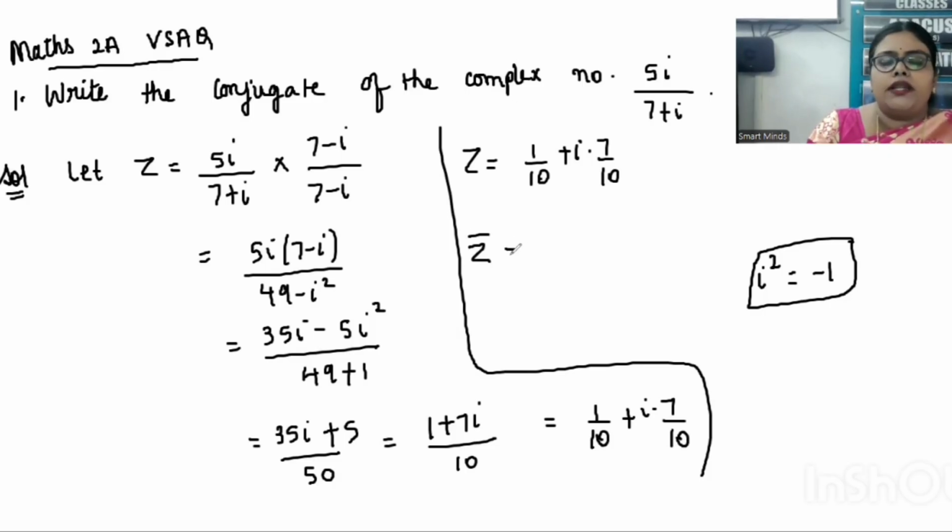Now its conjugate is denoted by z bar. So change the sign of the imaginary part: 1 by 10 minus i into 7 by 10.